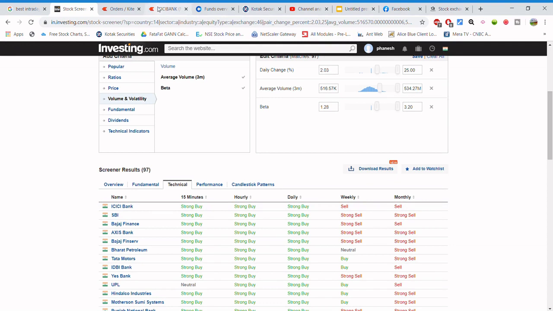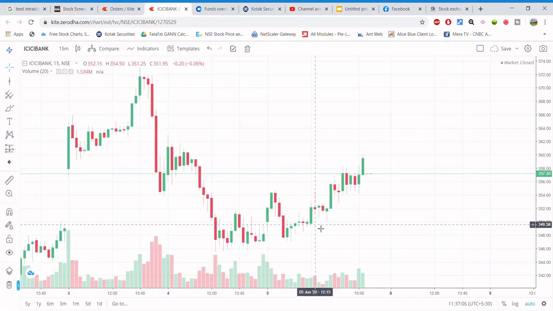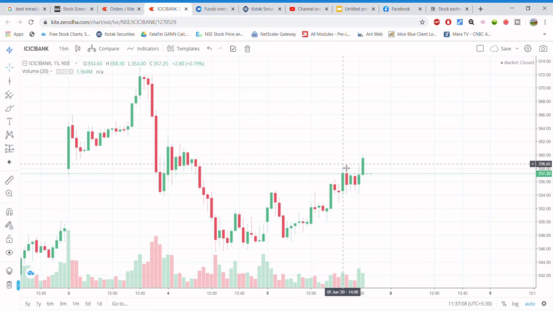I'm going to open its chart on the screen. Here we go. Now you could see that I was able to shortlist the stock. I was able to pick a stock which has had very good movement in recent times.